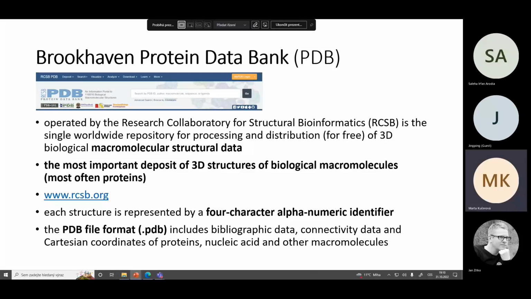I would like to turn your attention now to the Brookhaven Protein Data Bank that is operated by the Research Collaboratory for Structural Bioinformatics. It's the only worldwide repository for 3D structures of macromolecules. In the past, there were different parts, like a European part and a Japanese part, but they were united at the website rcsb.org.